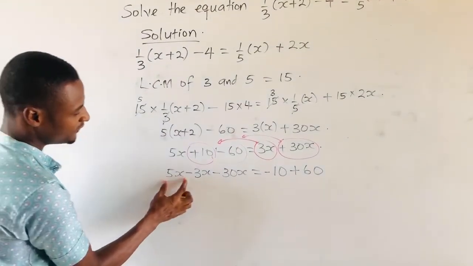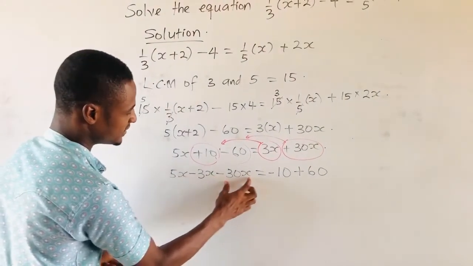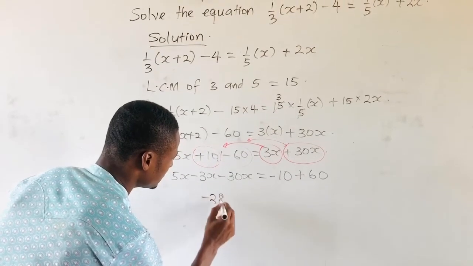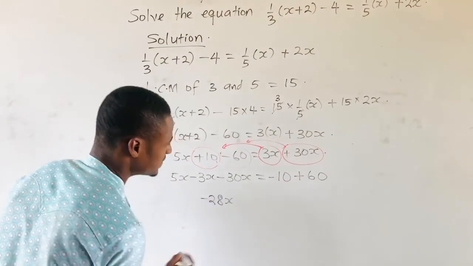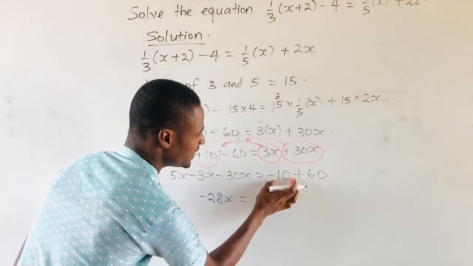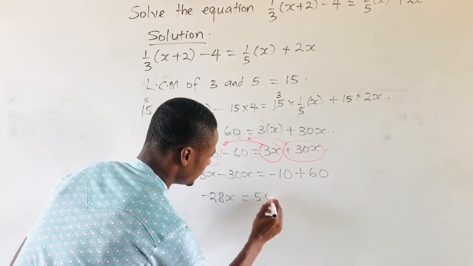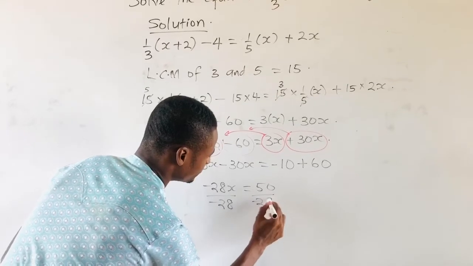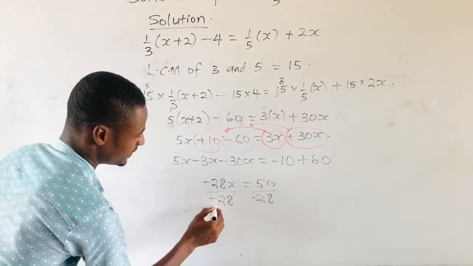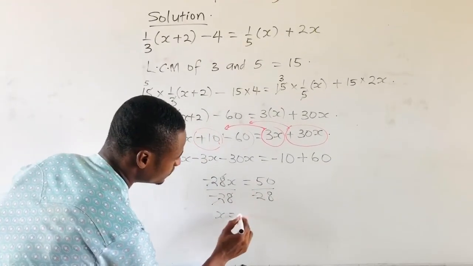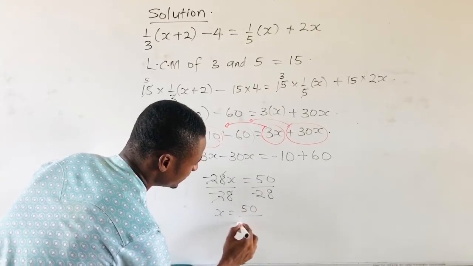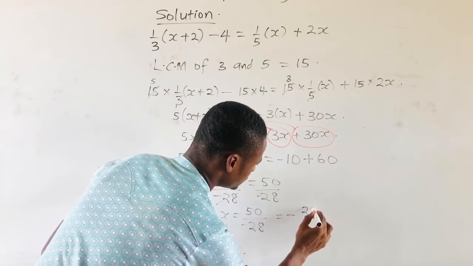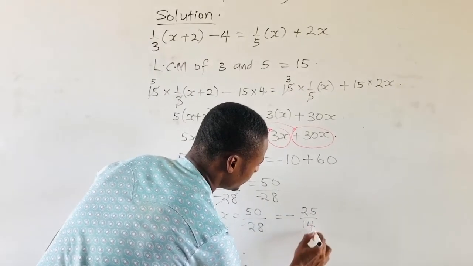Then 5x minus 3x minus 30x, that will give us negative 28x, and that is equal to negative 10 plus 60 will give us 50. We divide through by negative 28. Then x will be equal to 50 over negative 28, which will give us negative 25 over 14.